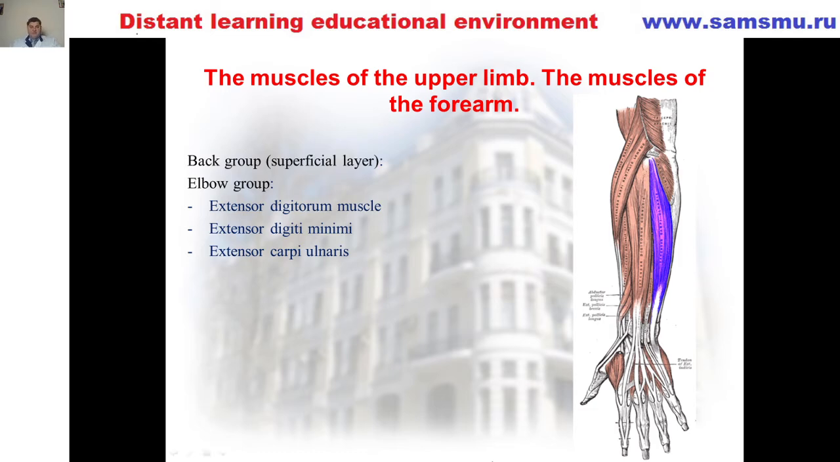The extensor digiti minimi muscle, you may see this muscle here, I pointed. Musculus extensor digiti minimi, it's in Latin, branches off from the common extensor of the fingers on its ulnar side. Its long tendon passes through the fifth canal under the retinaculum extensorium, the dorsal surface of the hand, to the little finger and joins the tendon of the common extensor that reaches the finger. So function: extends the little finger.